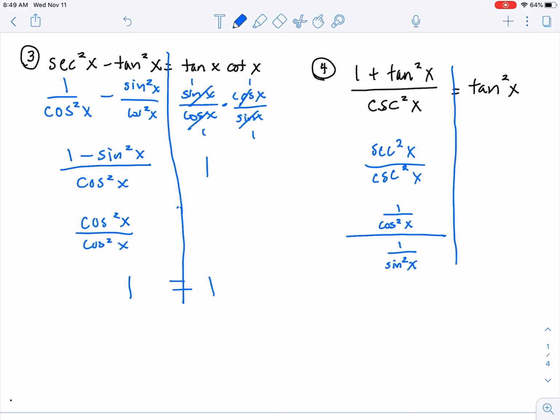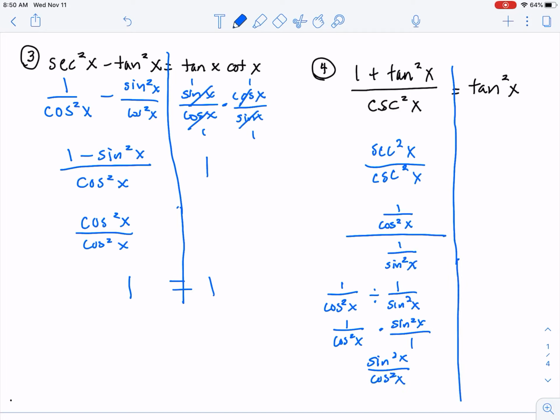Let's see, I'm going to go old school here. 1 over cosine squared x divided by 1 over sine squared x. Well, that's the same as 1 over cosine squared x times the reciprocal. Well, that is sine squared x over cosine squared x. Extend my line here. Sine squared over cosine squared is tangent squared. And what's the right-hand side? Well, it's great. It's tangent squared.